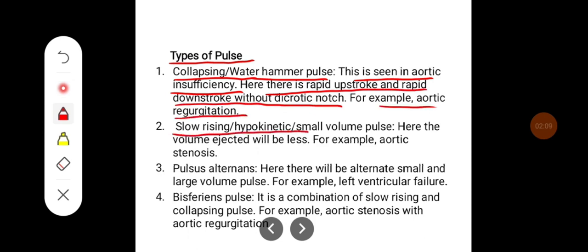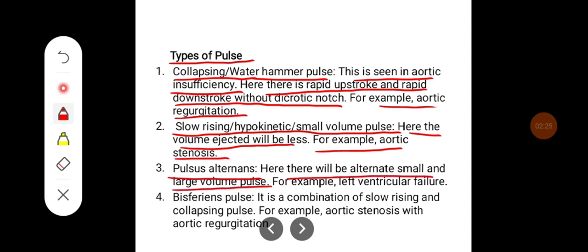Slow rising, hypokinetic, or small volume pulse. Here, the volume ejected will be less, for example, in aortic stenosis. Pulsus alternans: here there will be alternate small and large volume pulses, for example, in left ventricular failure.